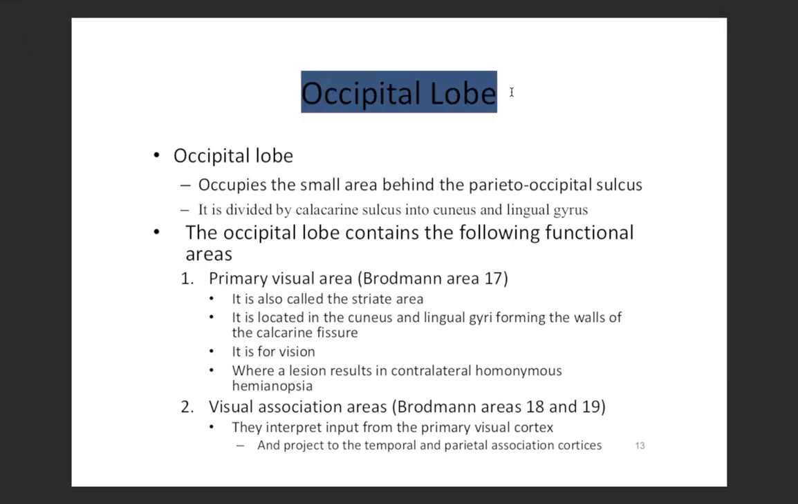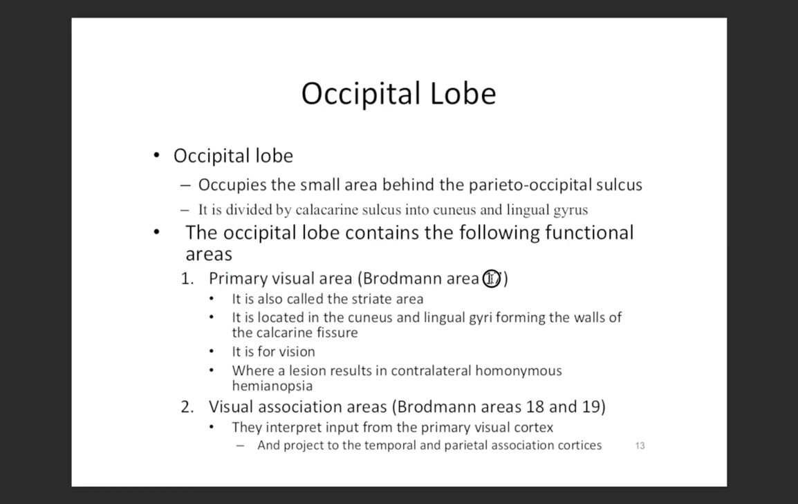Okay, ending the functional areas with the occipital lobe. As you know, the occipital lobe is the most posteriorly and located inferior to the parieto-occipital, as we had said in here, parieto-occipital, and is by the calcarine sulcus in the cuneus and the lingual gyrus. Now, the occipital lobe contains the following functional areas. It is only 2 of them, the primary visual area and the visual association areas. Always the association is supporting the primary area, okay?